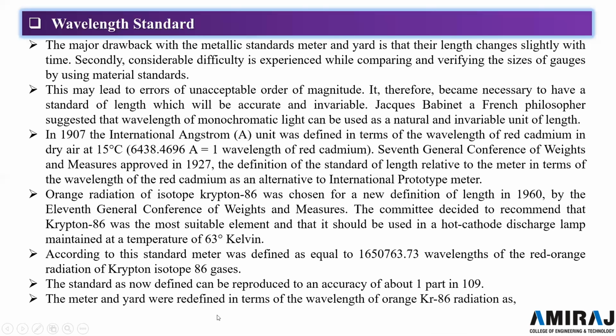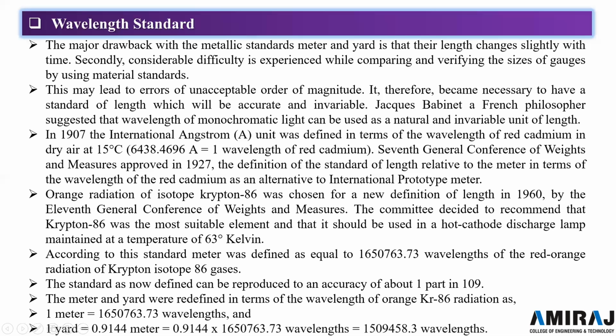The meter and yard were redefined in terms of the wavelength of orange krypton isotope, that is krypton 86 radiation. 1 meter is equal to this much wavelength, and 1 yard is equal to 0.9144 meter multiplied by this wavelength. So we will get the answer in terms of wavelength. So 1 yard is equal to 1509458.3 wavelengths. So this is about the wavelength standards.